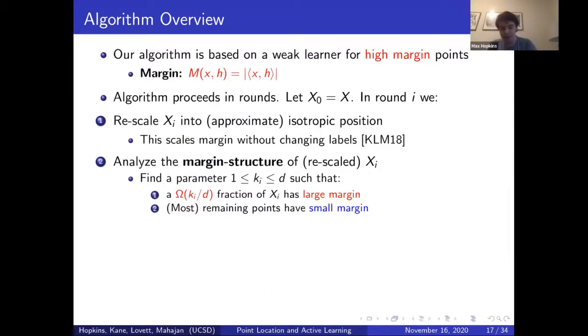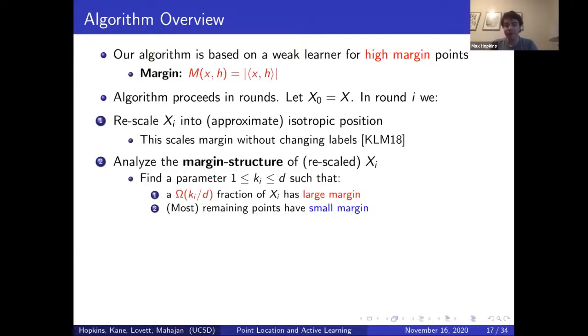A priori, it's not clear why I would care about these small margin points. I've said that what our learner does is it learns the large margin points. Well, the reason is that if you try to just naively apply the weak learner at this step, you might only be learning a 1 over d fraction of x in each round, and it would take d queries to do this. So this would end up taking d squared log n queries overall, which is good, but it's not close to the information theoretic lower bound, which is our goal.